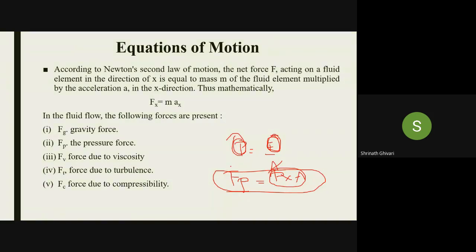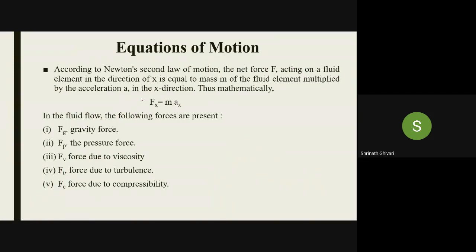Force may be of different types; it is not only one force. What are the different forces acting on a fluid flow? Gravity force, pressure force, viscous force, turbulence force, and compressibility force. Gravity force you understood. It is because of gravitation. Whenever the fluid is flowing through a pipe or somewhere, gravity is acting on it, and the pressure force is acting on it. Fine. Then what is force due to viscosity?